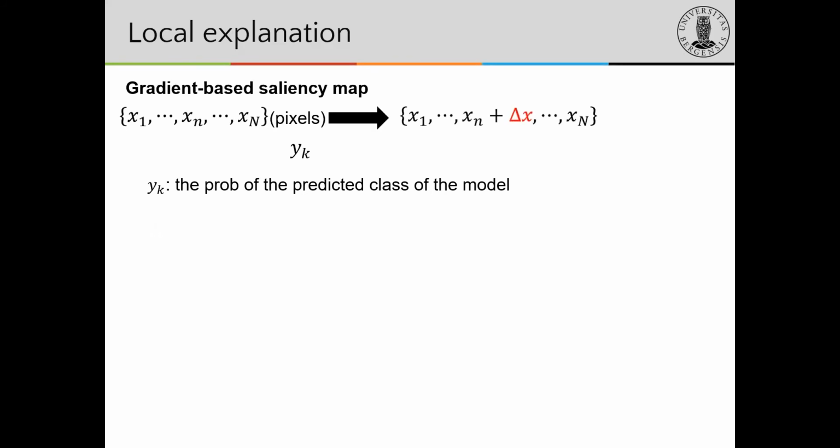Afterwards, we can add a small noise, delta x, to one pixel of the picture, and try to see how much influence it has on yk. If delta x leads to a very high delta y, it means this pixel is very important, right? So we can compute this importance by using delta y divided by delta x. Actually, this is the gradient.